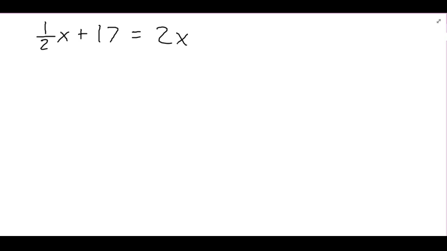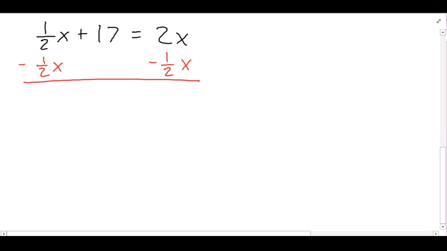We just need to figure out which side we want the x's to be on and which side without x's to be on. Since the 17 is already on the left-hand side and there's no non-x's on the right-hand side, I'm going to go ahead and move the 1/2 x over to the right. Now this is a positive 1/2 x, right? The opposite of a plus will be a negative 1/2 x. Do it to one side, you have to do it to the other side, subtracting a 1/2 x to the other side. On the left side, that's simple enough.